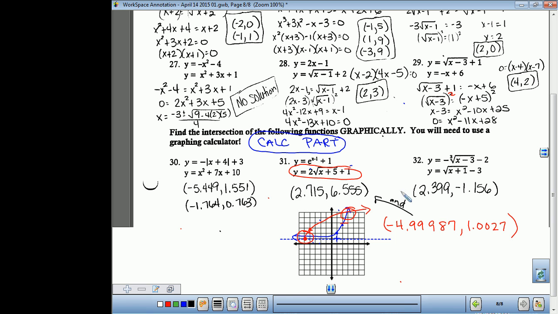Let's graph one of these in just a minute, and let me come check it out and see what's going on. Okay, any other questions?